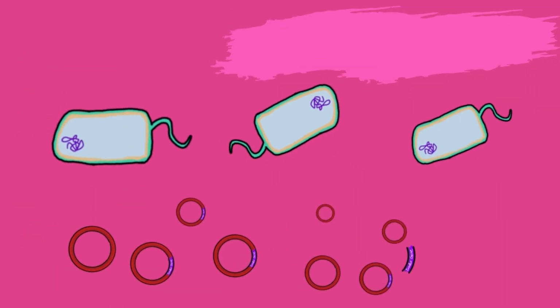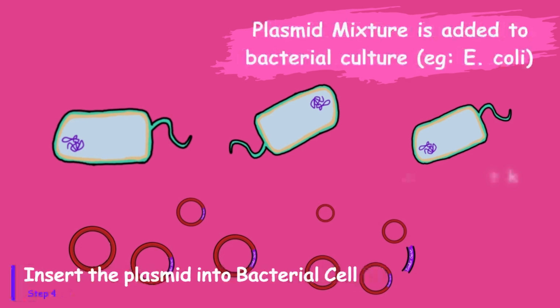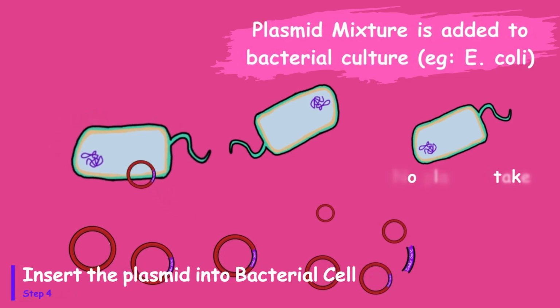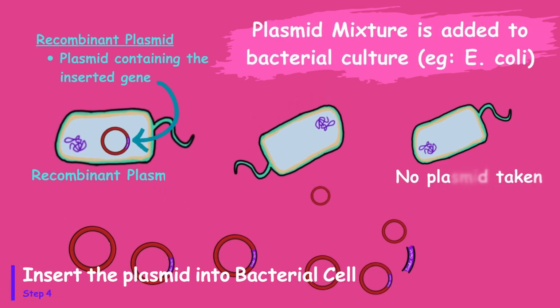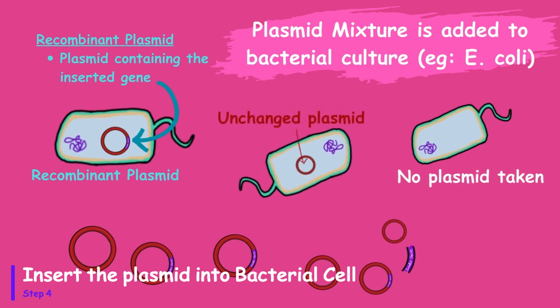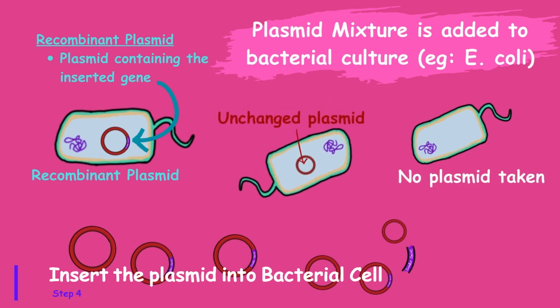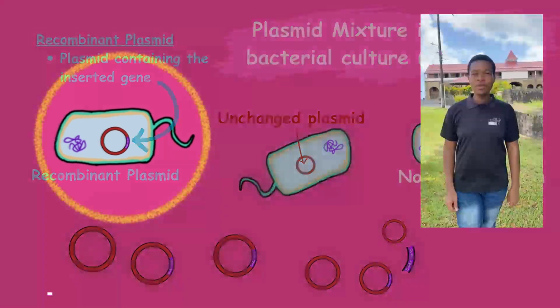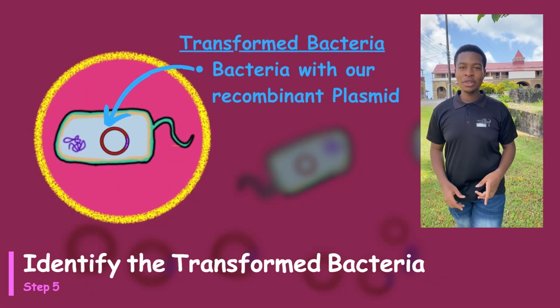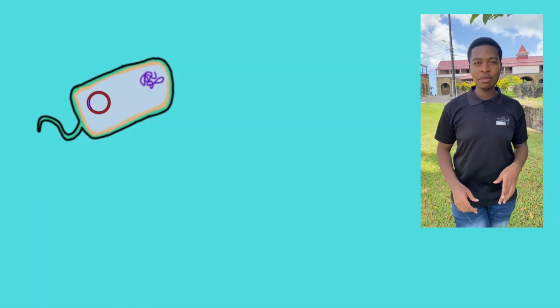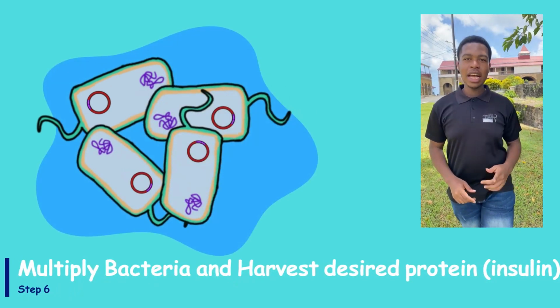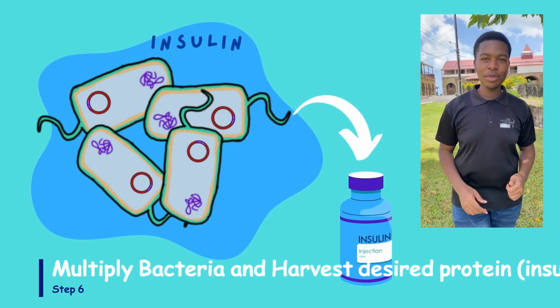So having known this, when we introduce the plasmids to a pool of bacteria, there will be some bacteria who take the plasmid with our insulin gene, some who take a plasmid without the gene, and some bacteria who don't take anything. We can then test to identify which bacteria contains our recombinant plasmid, allow it to grow, and then harvest the insulin that it will produce.